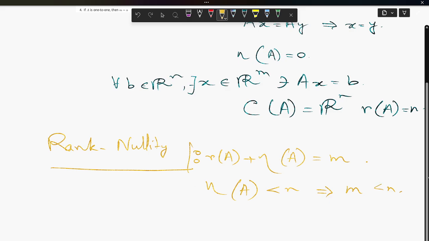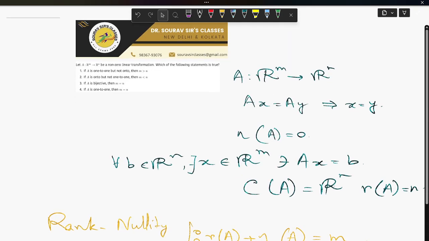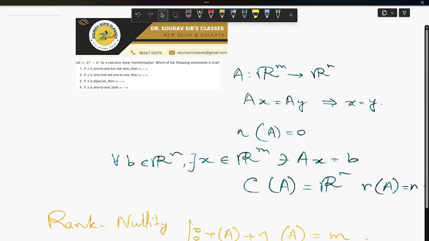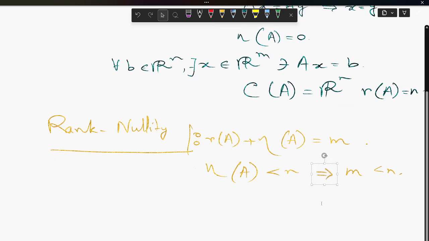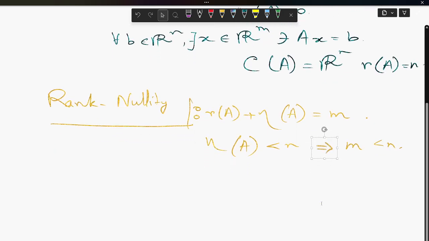Now we have to evaluate the second statement, which tells us that if A is onto but not 1 to 1, then M is less than N. So A is onto. Then what can we say? As A is onto, from this we can say that the rank of A is equal to N.